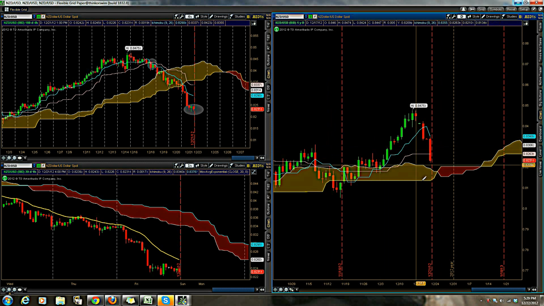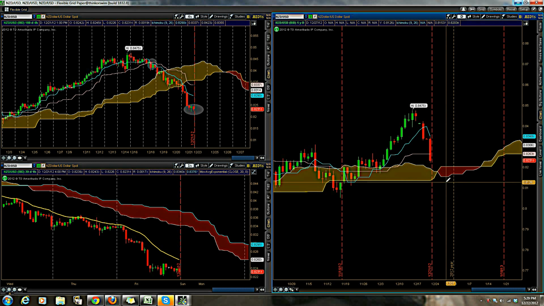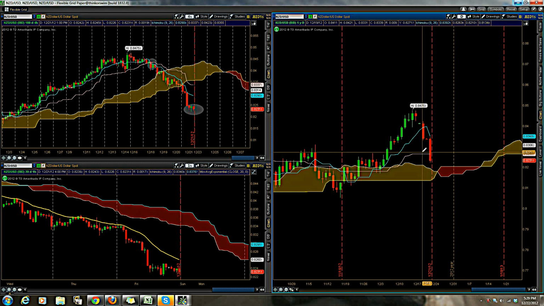If you're looking to short Kiwi, if you're looking to short risk, what you want is a break below the cloud on a daily chart, so you could get that confirmation that the pair is trading below support.